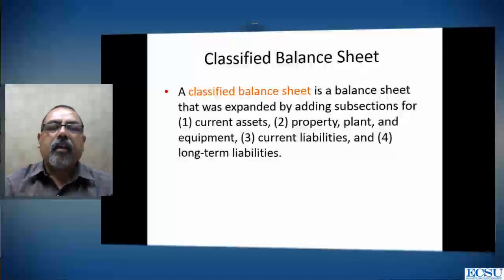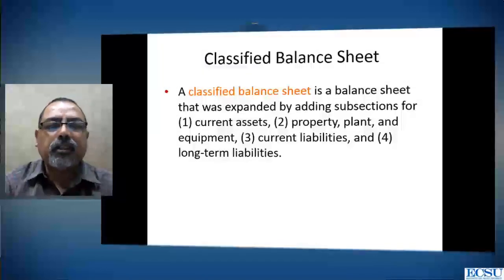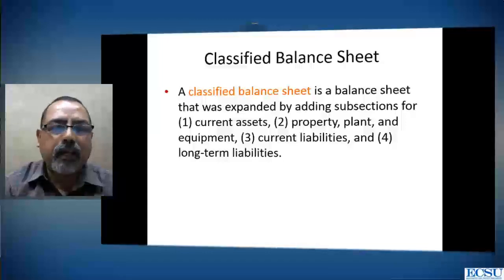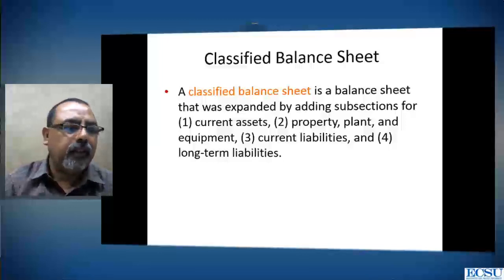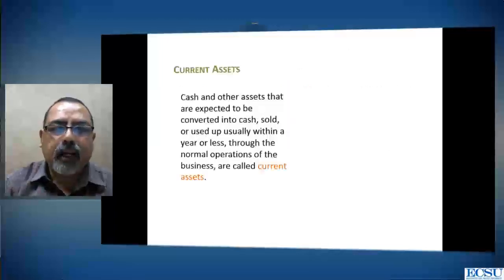29,495. Now, as I was talking about classified balance sheet, what is a classified balance sheet? It's the same kind of a balance sheet, but what we are doing is we are expanding the balance sheet by adding some subsections for current assets, property, plant and equipment, current liabilities and long-term liabilities. So we'll have to make that adjustment in the balance sheet.